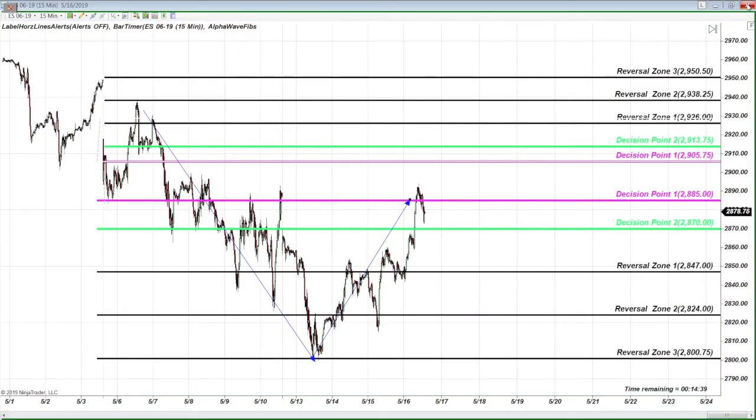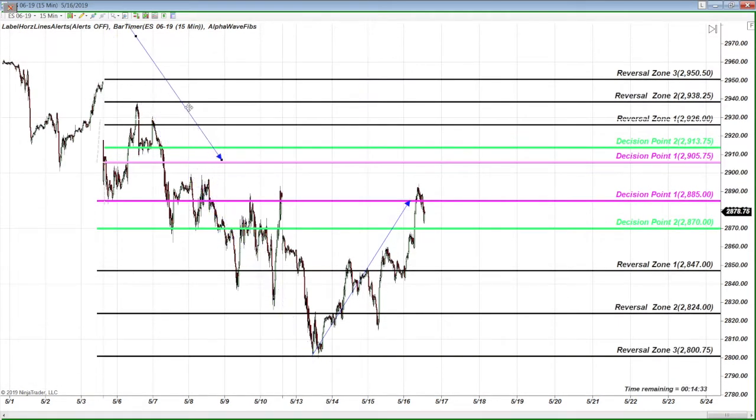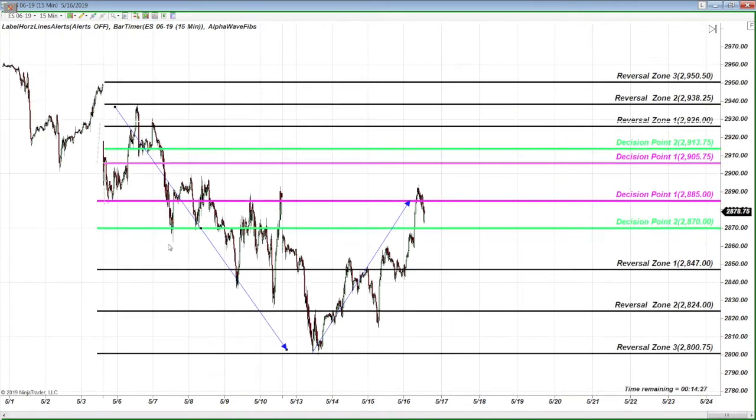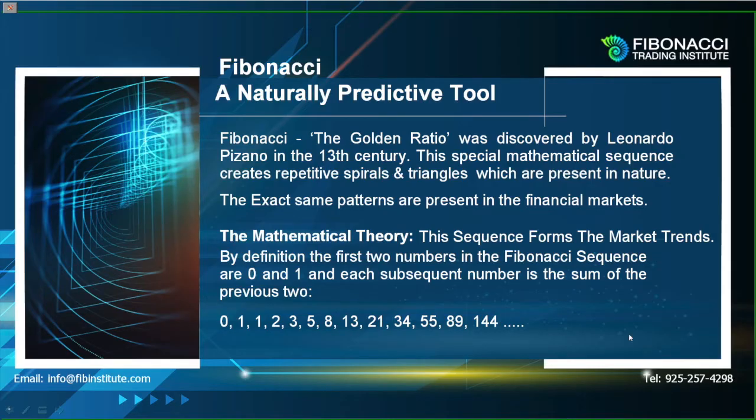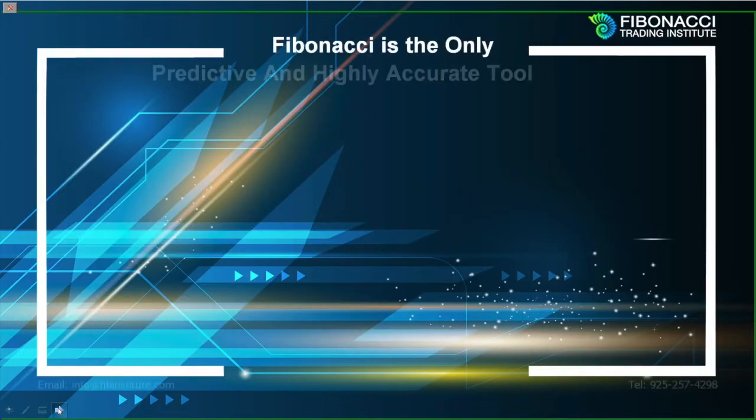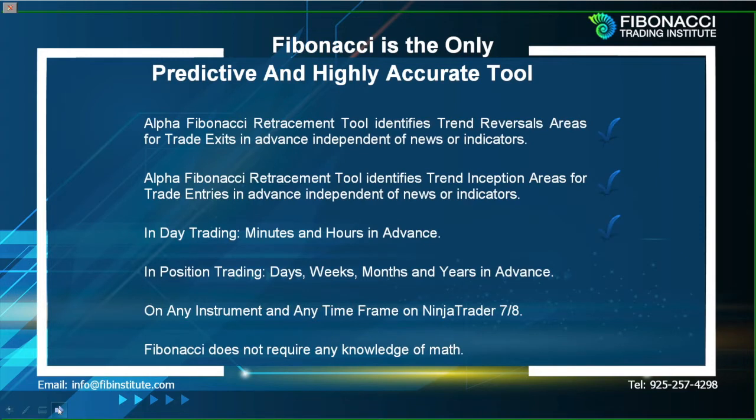And this is the exact same chart on S&P. Identical dance. Identical reversal zone. Because price action patterns remain the same. Once you master one, you master them all. And this is the only predictive and highly accurate tool. Once you understand how to identify these crucial trend inception levels, you exit your trade and you monitor for your trend reversal.